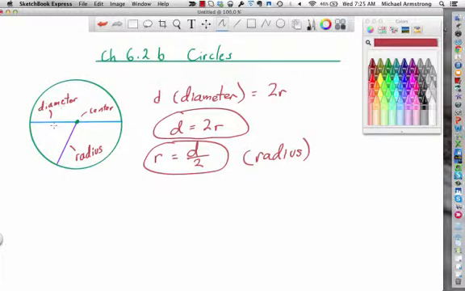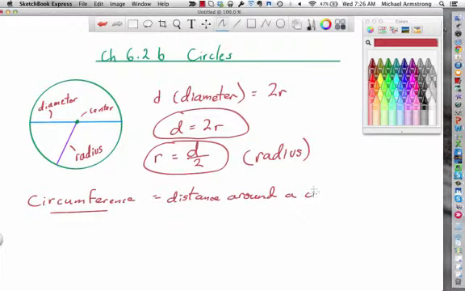They do want us to find the circumference, and the circumference, C-I-R-C-U-M-F-E-R-E-N-C-E, the circumference is the distance around a circle. A distance around a circle is called the circumference, and it has a formula. The formula is the C, always the C for circumference.